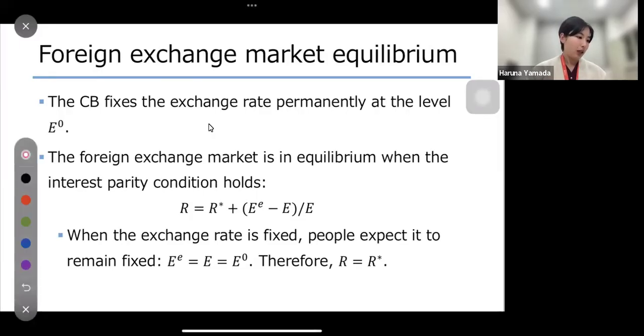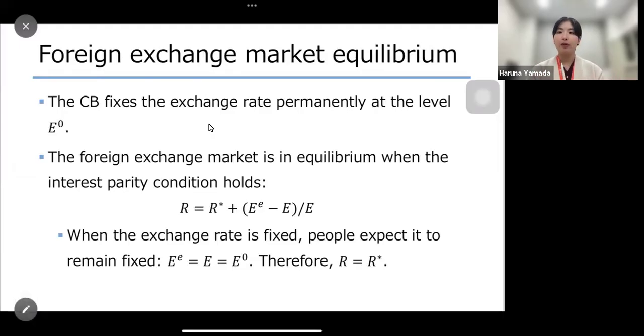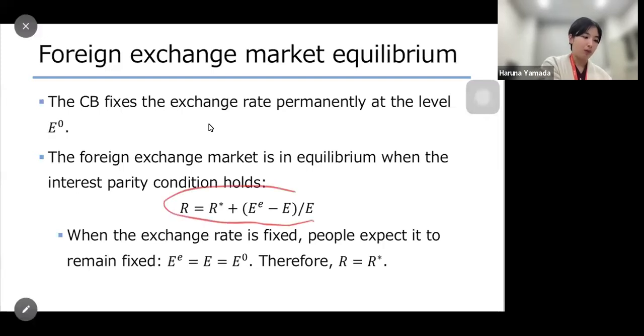Recall that if you're taking B1, the foreign exchange market is in equilibrium when the interest parity condition holds. So you can see that this is the interest parity condition. In this equation, R is the domestic interest rate, R star is the foreign interest rate, EE is the expected exchange rate, and E is the current exchange rate level.